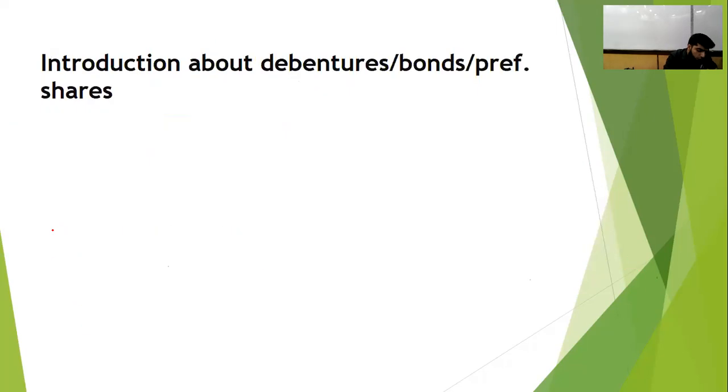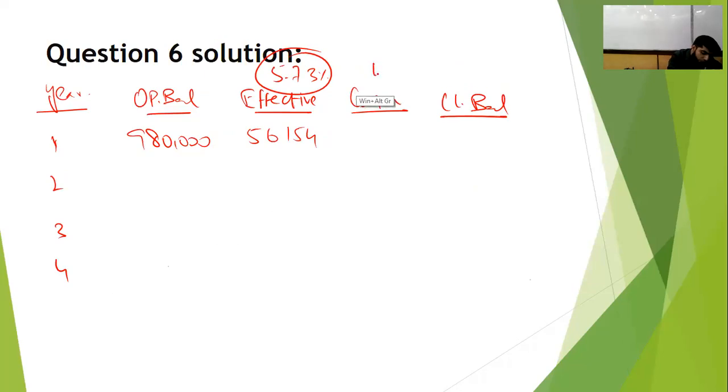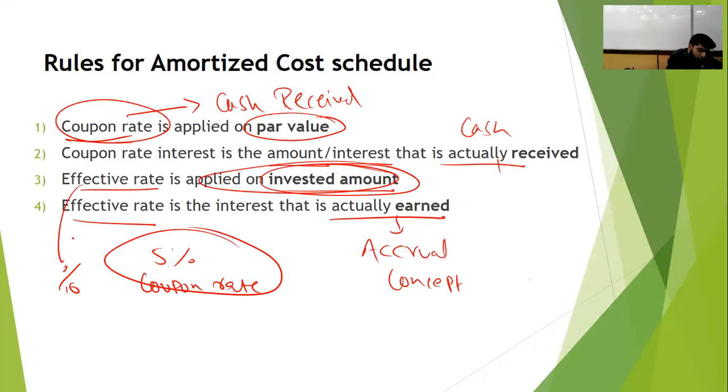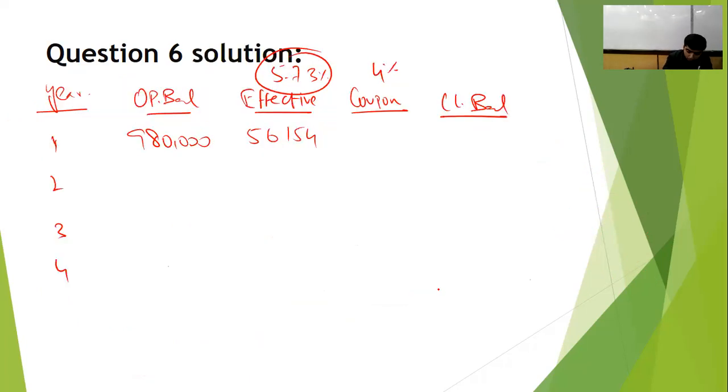And what is the coupon rate? The coupon rate is 4%. And let's recall the rule: the coupon rate is applied on the par value. And what is that par value? The par value of a debenture is $100 each. If we measure the par value in total, that is 10,000 multiplied by 100, this will make $1 million. And the coupon rate is 4%, that is $1 million multiplied by 4%. This will make $40,000.